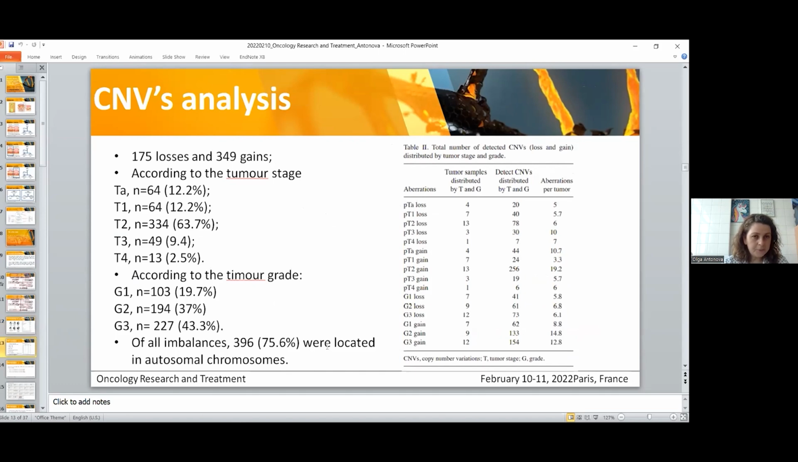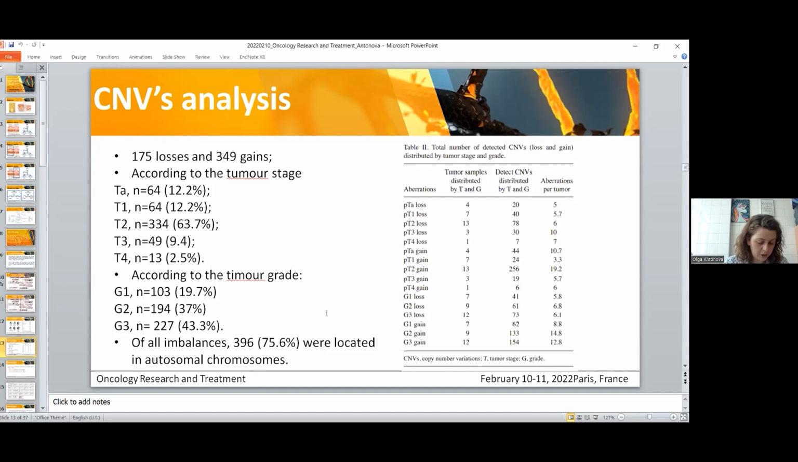I will present the results very briefly because they are already published, and I will give you the name of the article if you are interested in looking at this in detail. Actually, we found a total of 524 aberrations, including 175 losses and 349 gains.